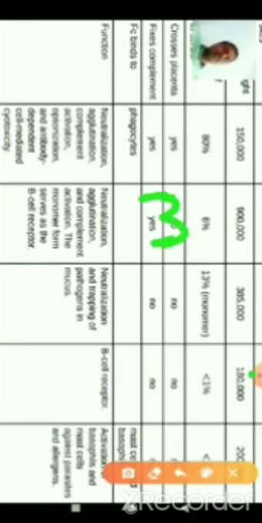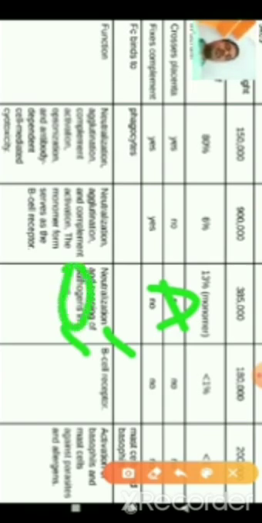And the next one is IgM. IgM is very important. It has its own functions: neutralization, agglutination, and it also participates in complement activation. It also acts as a B cell receptor. So these are the main functions of IgM.